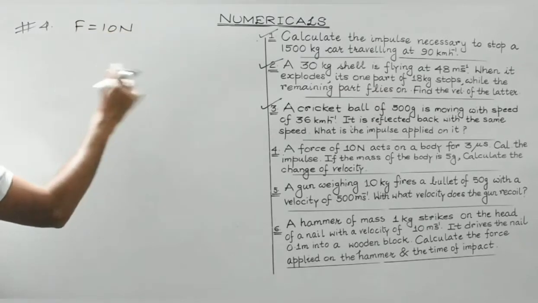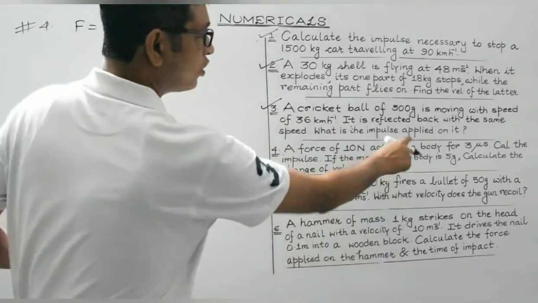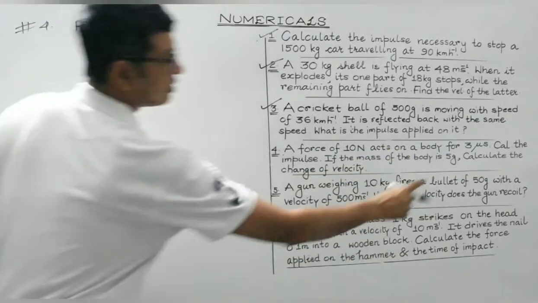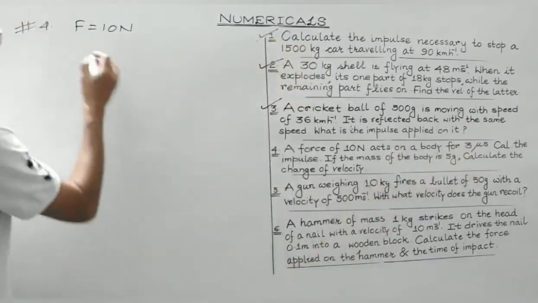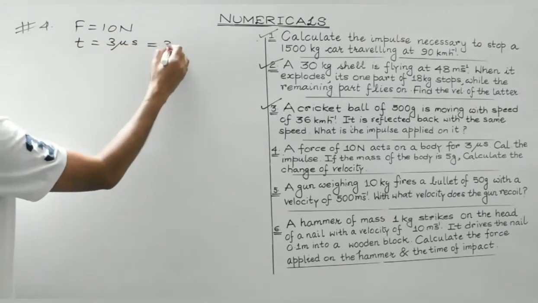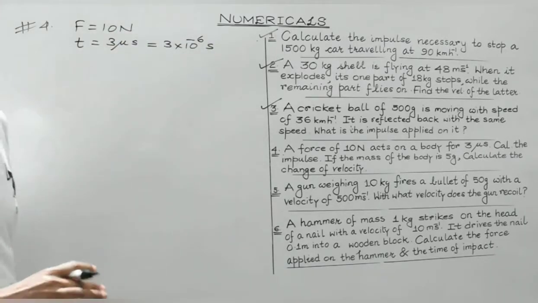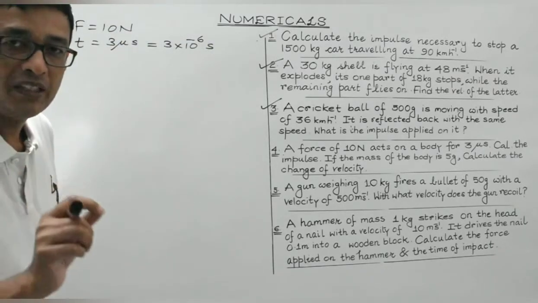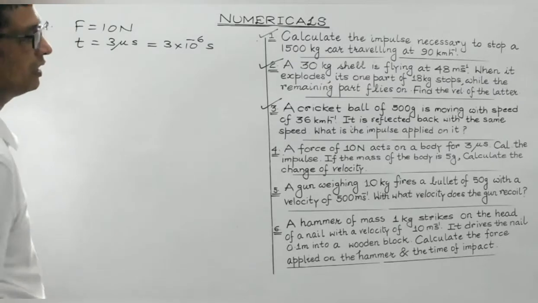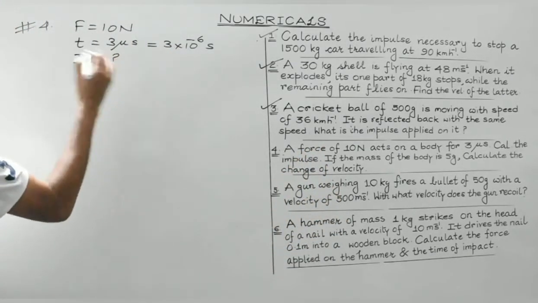First write all the information given in numerical form. Acts on a body for 3, this is the symbol for micro. So time is given as 3 microseconds. And students, micro means 10 raised to the minus 6, so don't forget to convert it in SI. 1 micro means 10 raised to the minus 6. Right? Calculate the impulse. So impulse is to be calculated.